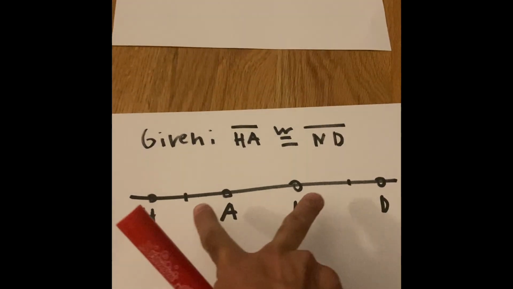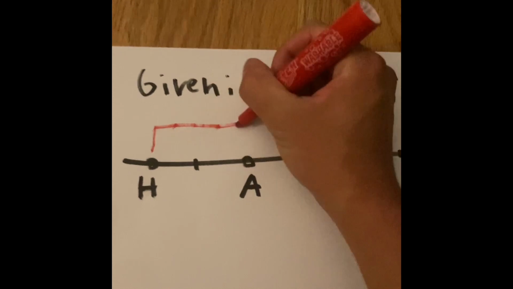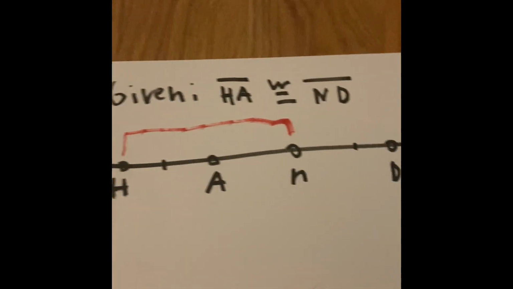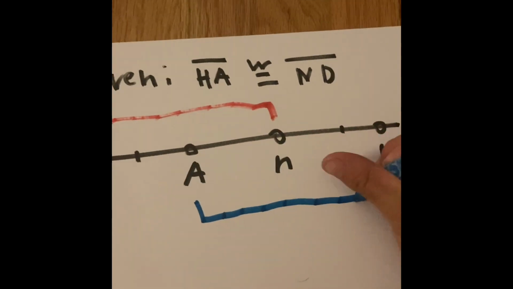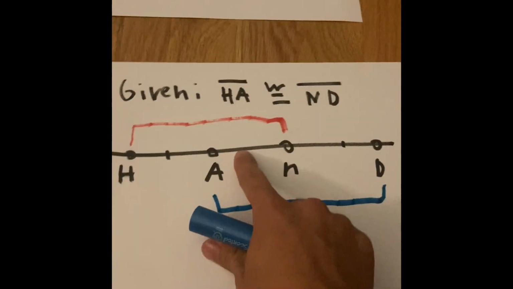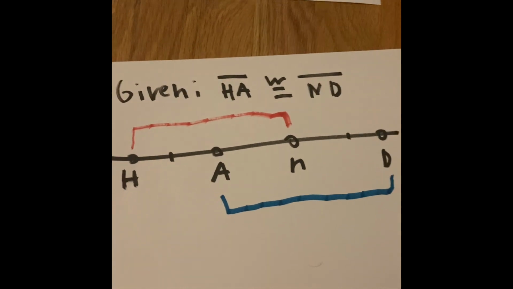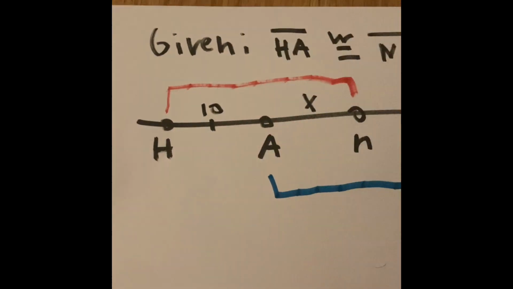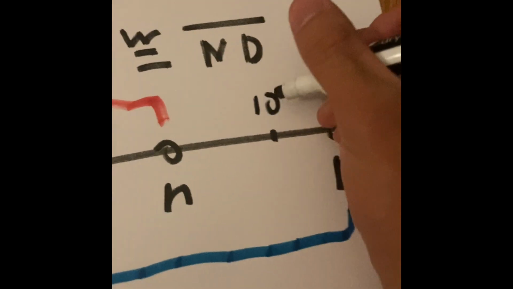What we can say, if we wanted to find another conclusion, is that since these two are congruent, the distance of HA and also the distance of AD are congruent. The reason why is, even though we don't know what that is, let's put a variable x and say that HA is 10, and ND is also 10, since they're both congruent.